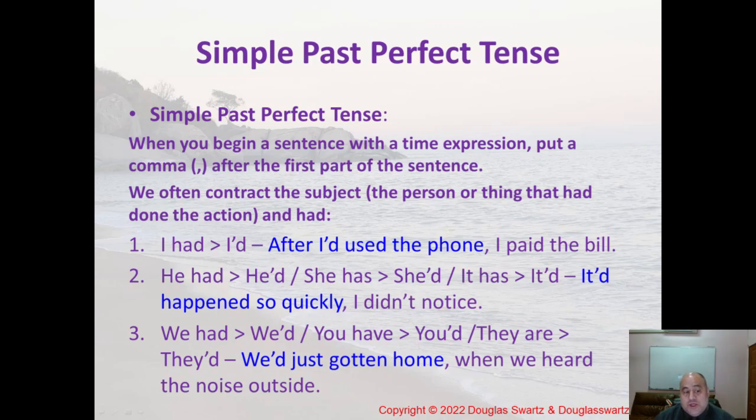We often contract the subject, the person or thing that had done the action, and had. For example, number 1, I had or I'd. After I'd used the phone, comma, I paid the bill. Example number 2, he had, he'd. She had, she'd. It had, it'd. It happened so quickly, comma, I didn't notice.